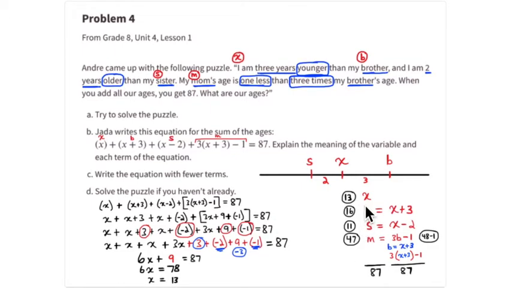And from that, you can figure out the rest of the family's ages. So the brother is 3 years older than Andre, so he is 16. The sister is 2 years younger than Andre, so she is 11. And the mom is 47 years old. She is 1 less than 3 times the brother's age. Well, the brother's age is 16. 3 times 16 is 48 years. Minus that 1 year, 1 less than 3 times the brother's age, that makes her 47.